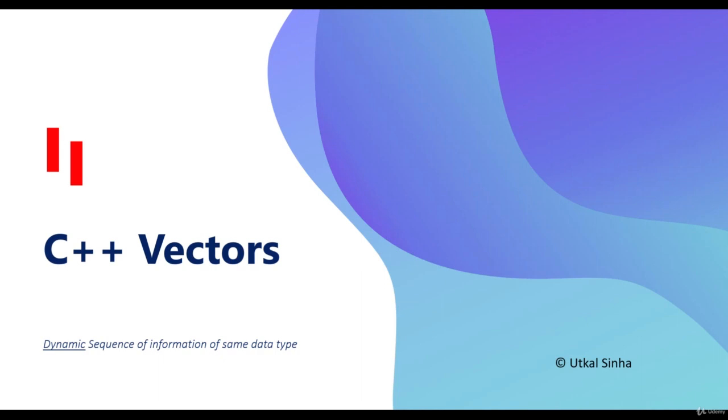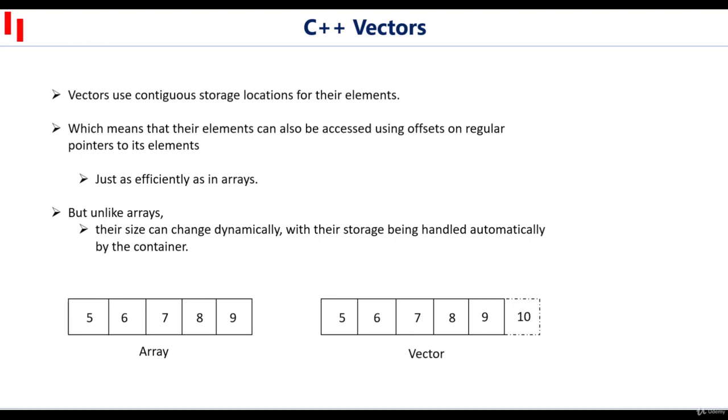Hello and welcome back. Today we're going to go through C++ vectors. C++ vectors are dynamic sequences of information of the same data type. C++ vectors use contiguous storage locations for their elements, which means that their elements can also be accessed using offsets on regular pointers to its elements, just as efficiently as in arrays.